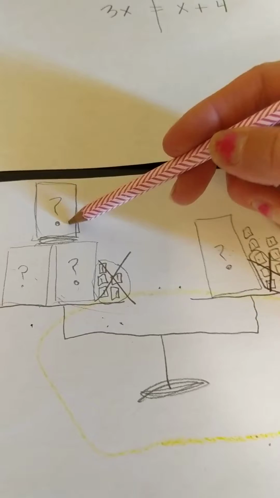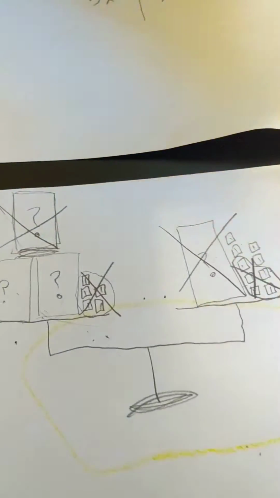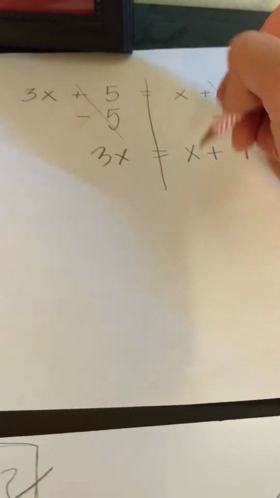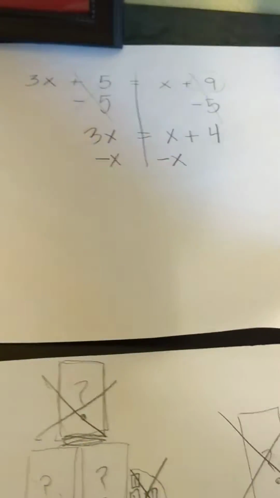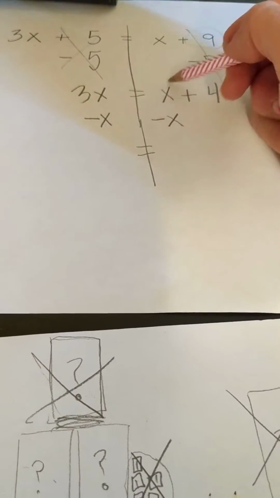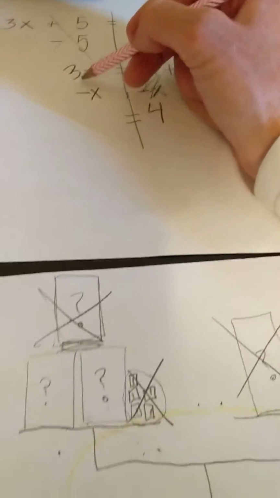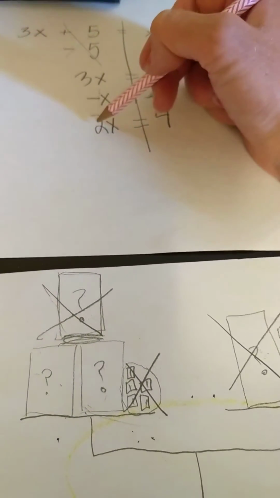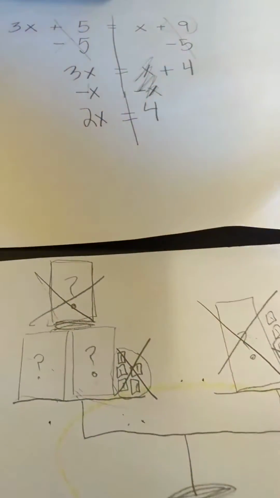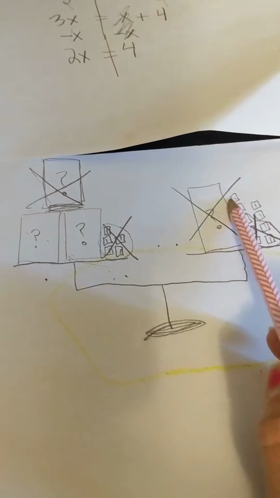Well, there's 1 mystery box here and 1 mystery box over here that I could take off and keep it balanced. So I'm going to go ahead and cross that off and cross off 1 mystery box over here. And now I am left with none of the mystery boxes on this side, and I just have 4 ones. And now I don't have 3, I have only 2 of them left, because 3x minus 1x is 2x. Okay, now we have 2 of these is the same as 4 ones.